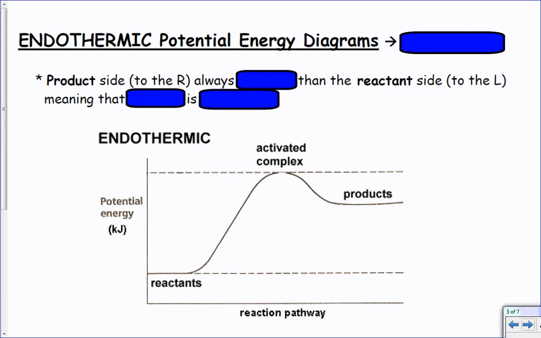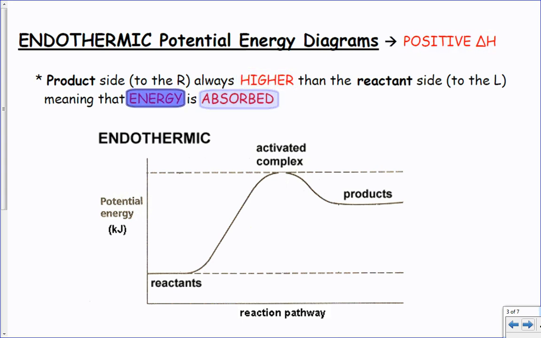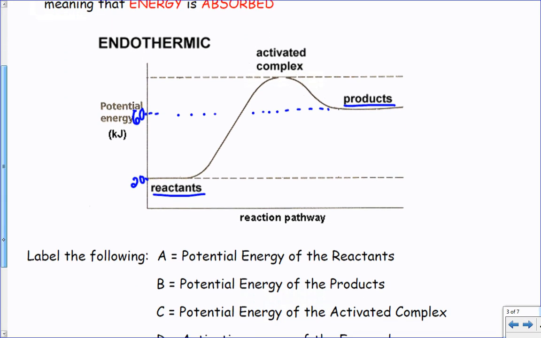And here we go. Endothermic reaction. These diagrams, of course, have a positive delta H. The product side always higher than the reactant side, meaning that energy is absorbed. And so, literally, the product side is higher than the reactant side. And now, remember, if there was numbers here, I could do that calculation. Here, let me throw in some numbers. I could do a calculation of what my delta H is. But now what I need to do is label this bad boy up.